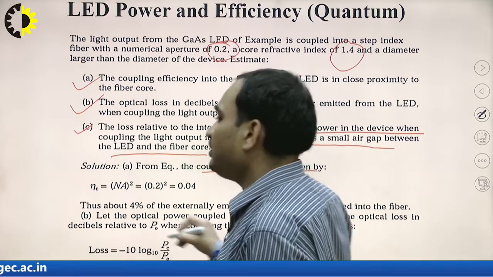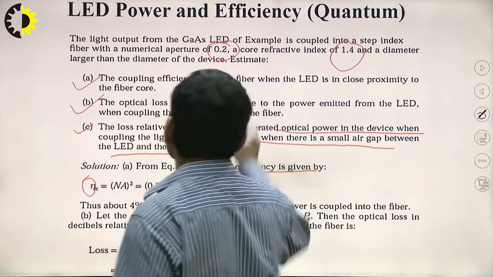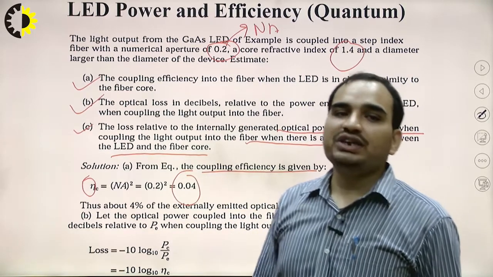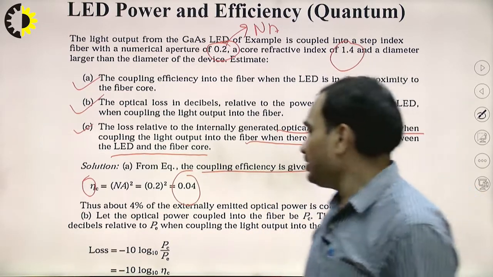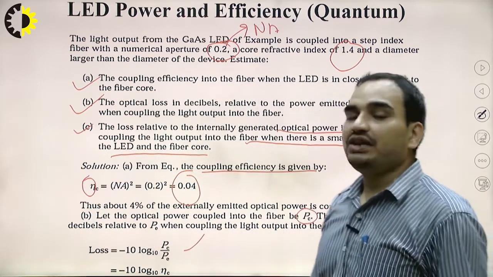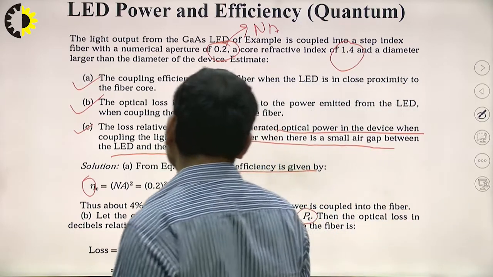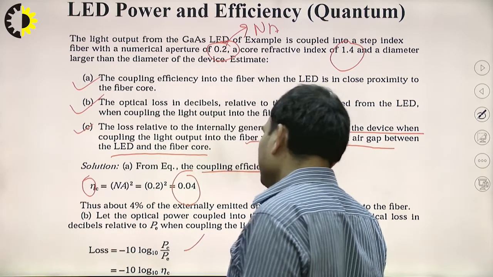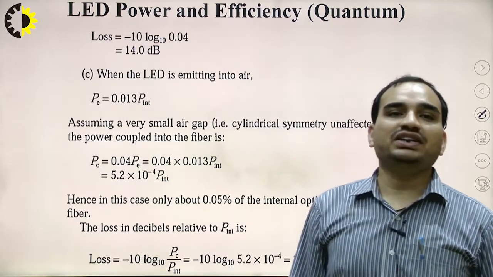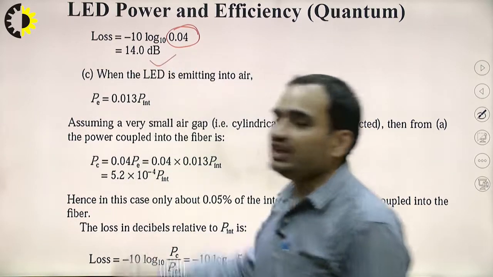The coupling efficiency is given by eta c, which equals the numerical aperture whole square. We have the numerical aperture given as 0.2. So 0.2 whole square, we get 0.04, that is the coupling efficiency. Let the optical power coupled be PC. We can calculate the loss, that is minus 10 log base 10 of PC divided by the emitted power PE, which is nothing but minus 10 log base 10 eta c. Substituting the value of eta c, 0.04, we get 14 dB of loss.